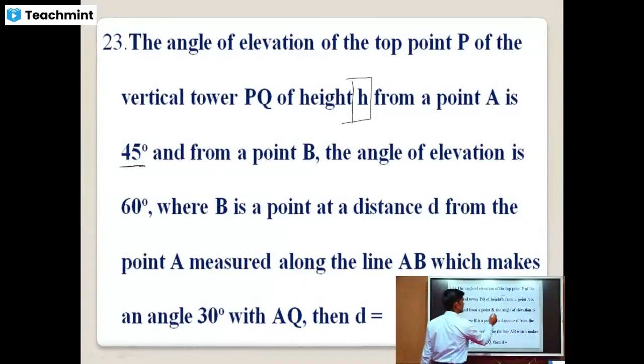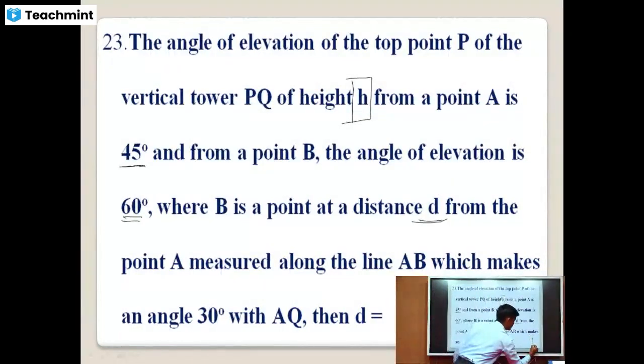And from a point B, the angle of elevation is 60 degrees, where B is a point at a distance d from the point A, measured along the line AB, which makes an angle of 30 degrees with AQ. Here you understand the question. The angle of elevation of the point P from the vertical tower PQ.